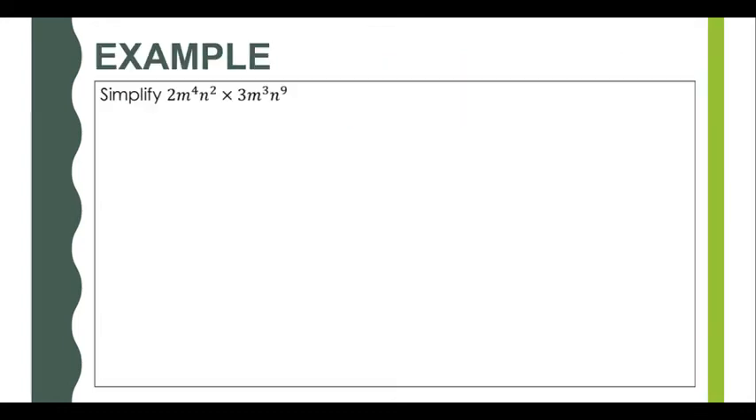If we have a look at an example, we can only multiply indices together when the bases are the same. So firstly, let's start with the numbers. So 2 multiplied by 3 gives us 6. m to the power of 4 multiplied by m to the power of 3 gives us m to the power of 4 plus 3. And n squared multiplied by n to the power of 9 gives us n to the power of 2 plus 9. We can then simplify this to get 6 m to the power of 7 n to the power of 11. Make sure you fill this in your booklets.